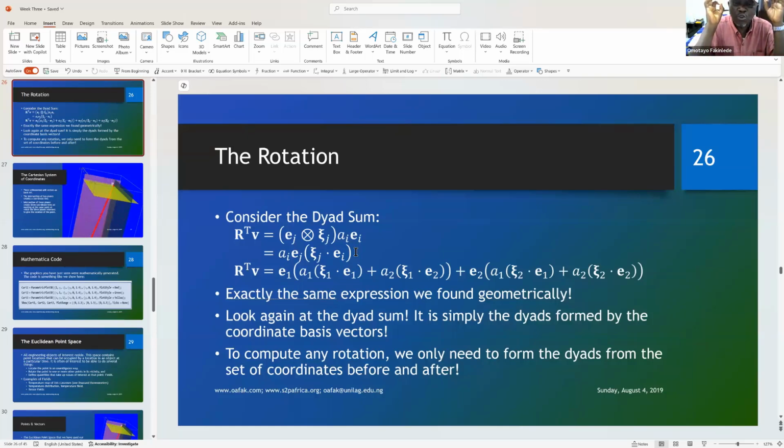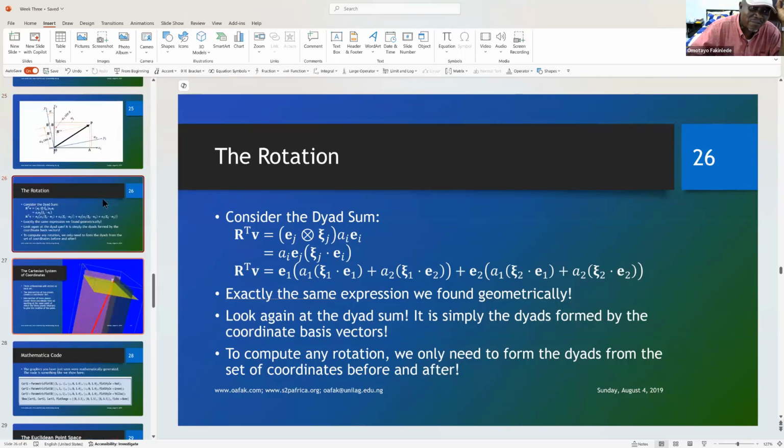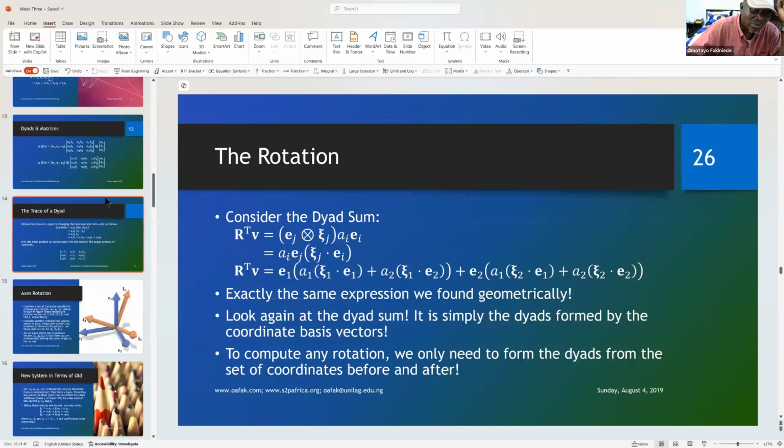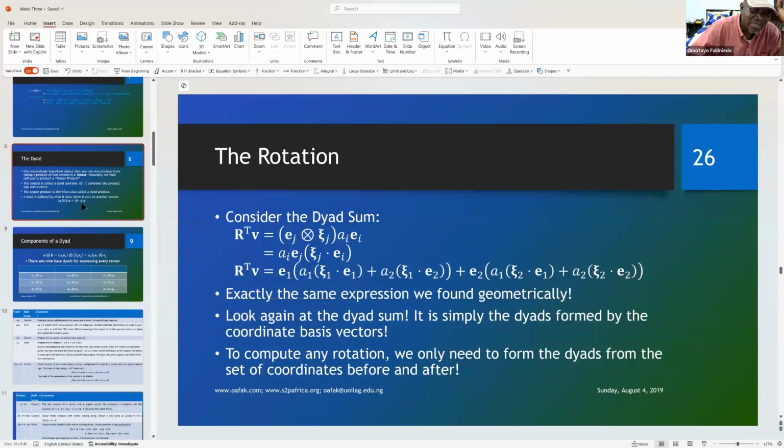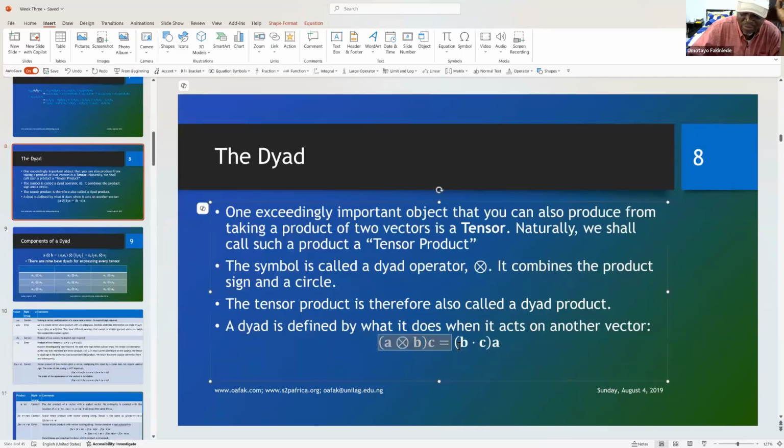Remember that we know how a dyad operates on a vector. If you have a dyad operating on a vector, this is the formula that you are going to use. Looking at the dyad, this is the only formula you need to memorize, and it is not hard. If you have a dyad operating on a vector, the answer is the dot product of the second operand of the dyad with the vector you are operating on, in the direction of the first one. This is the formula.